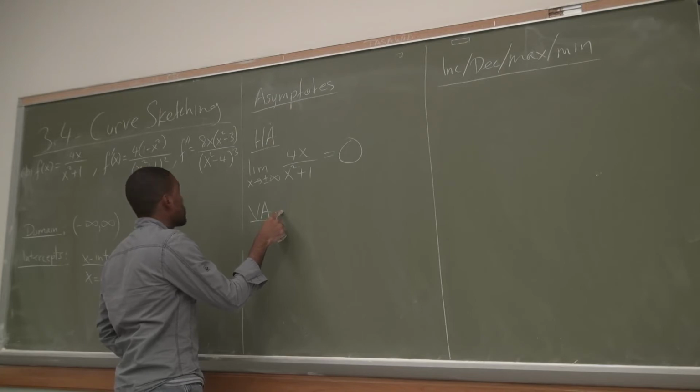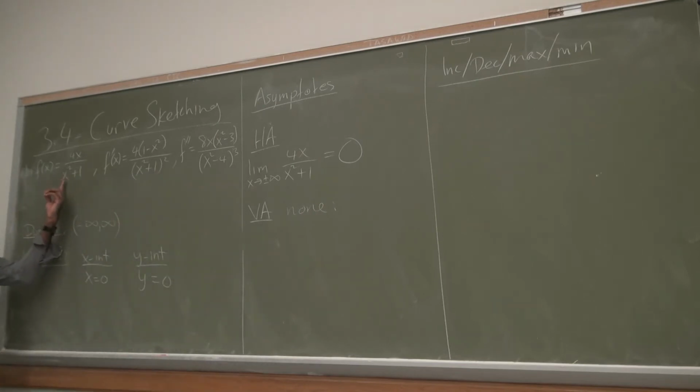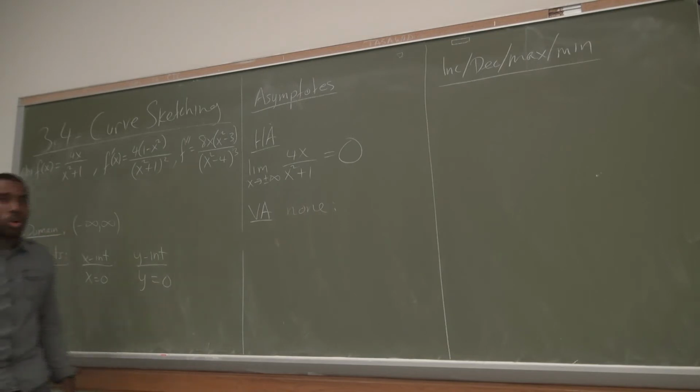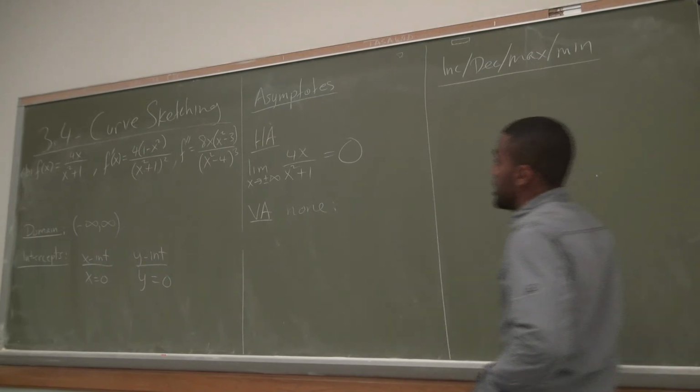X is plus minus 1. No, there's none. So for a rational function, we have vertical asymptotes when the denominator is 0. Where is x squared plus 1 equals 0? Nowhere. It's never 0. It's always 1 or bigger. So there's no vertical asymptotes in this particular graph.